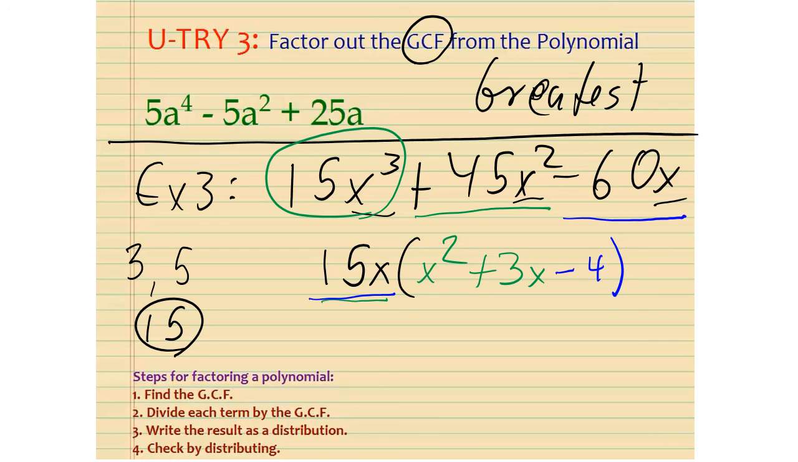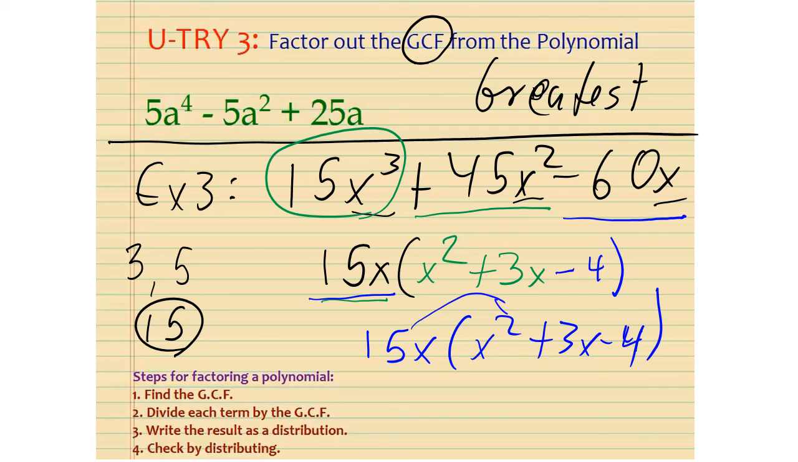Close parentheses, and I have factored out 15x, and I've gotten x squared plus 3x minus 4 inside the parentheses. If I distributed, I should end up back where I started.